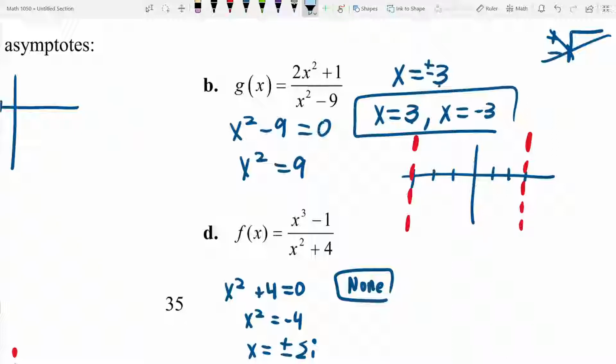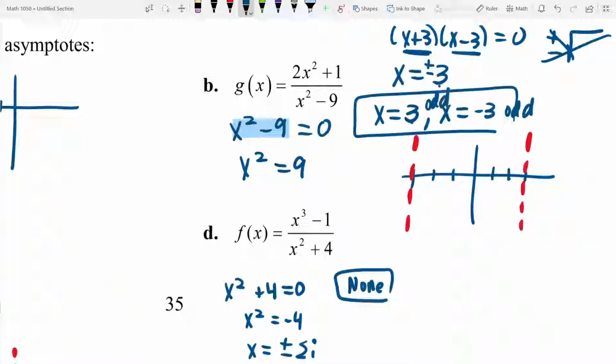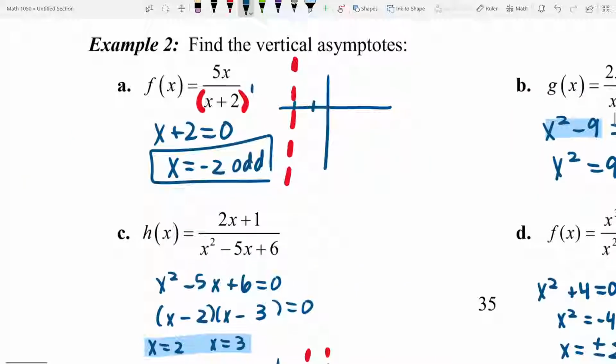Here's a better way to explain it. Look right here. See this x squared minus 9? I could factor that to x plus 3 times x minus 3 is another way to do it. And then how many x plus 3's do I have? 1. So the negative 3 is odd. How many x minus 3's do I have? 1. So the x equals 3 is odd. So those would both be odd. Okay, who says I get this? Let's see. Okay, great.